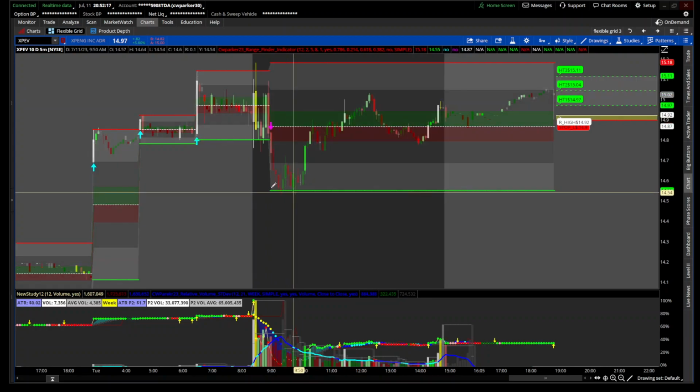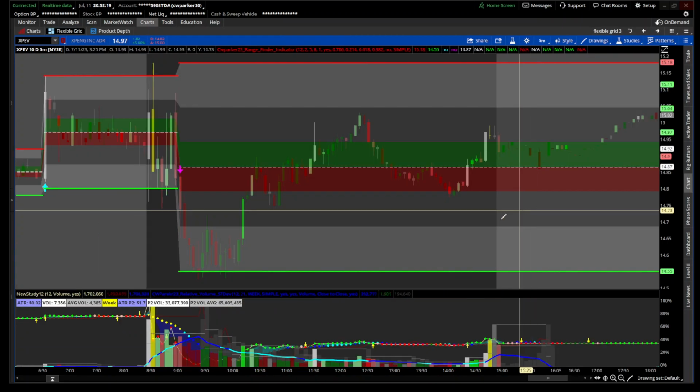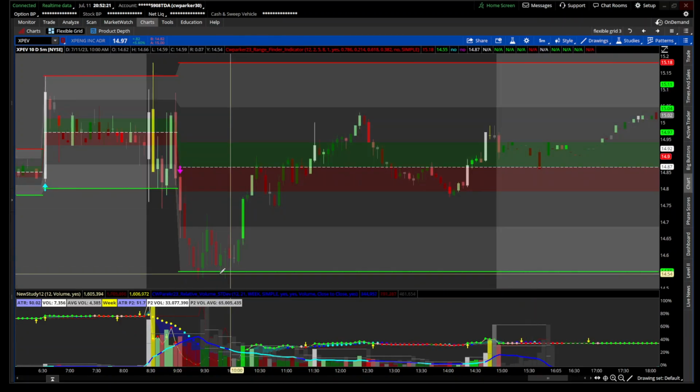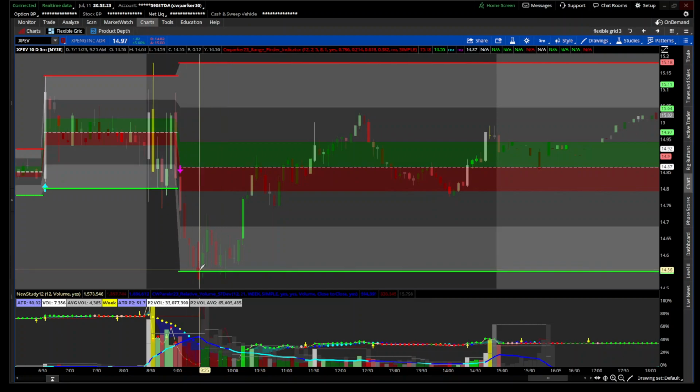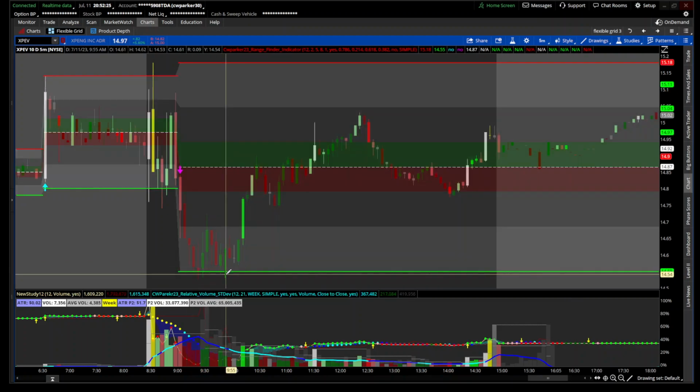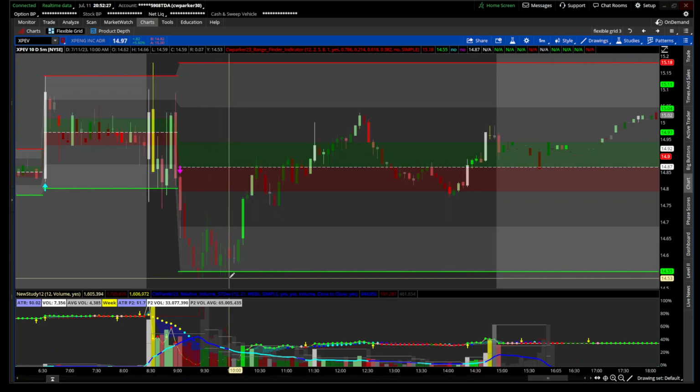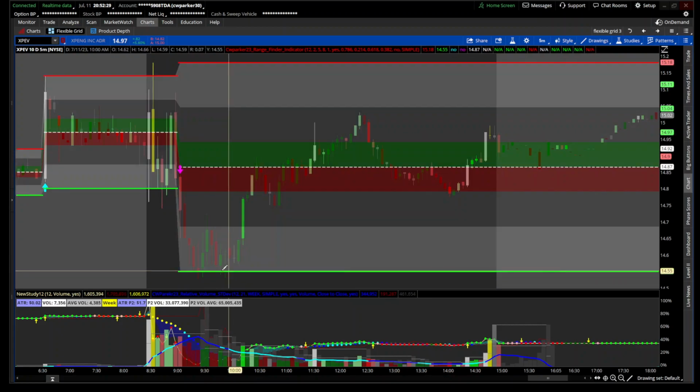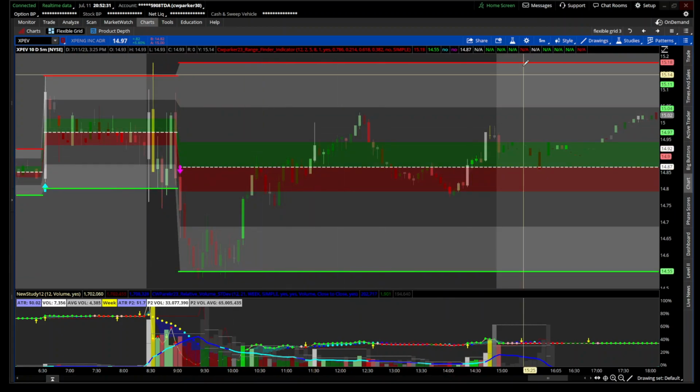Especially over here, you can see where everything was consolidating around this lower range right here. You didn't have any bodies of these candles breaking below. You had these lows breaking below, but the stock didn't go anywhere. You actually had buyers come in and push the stock up.